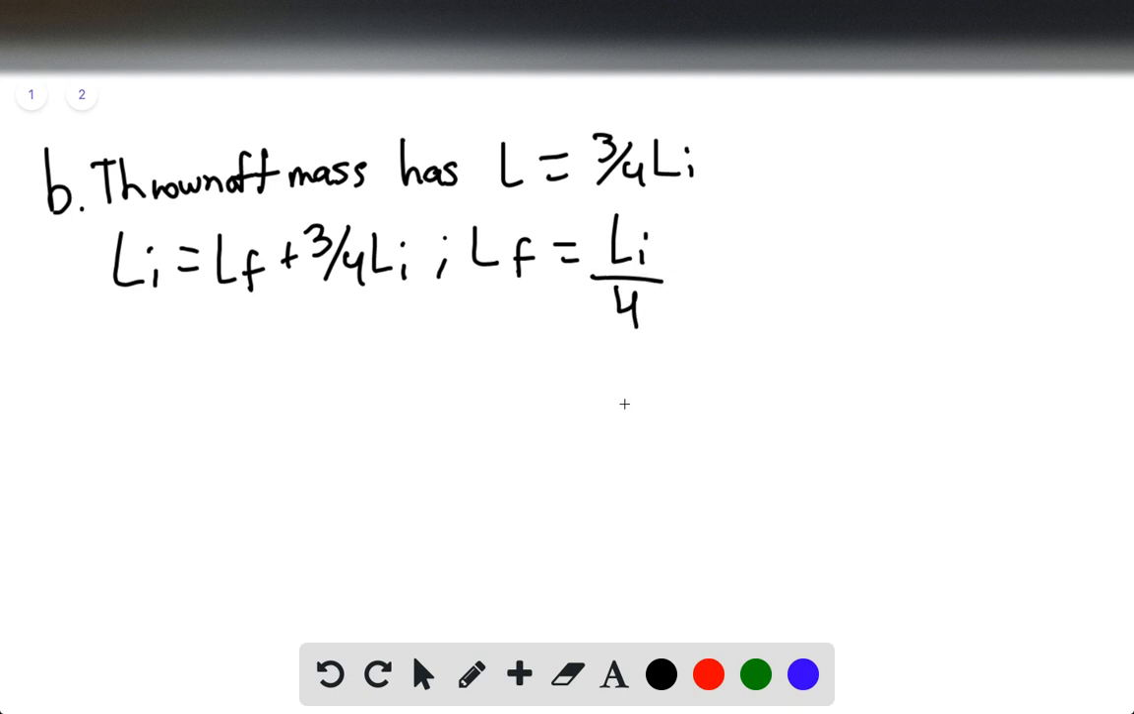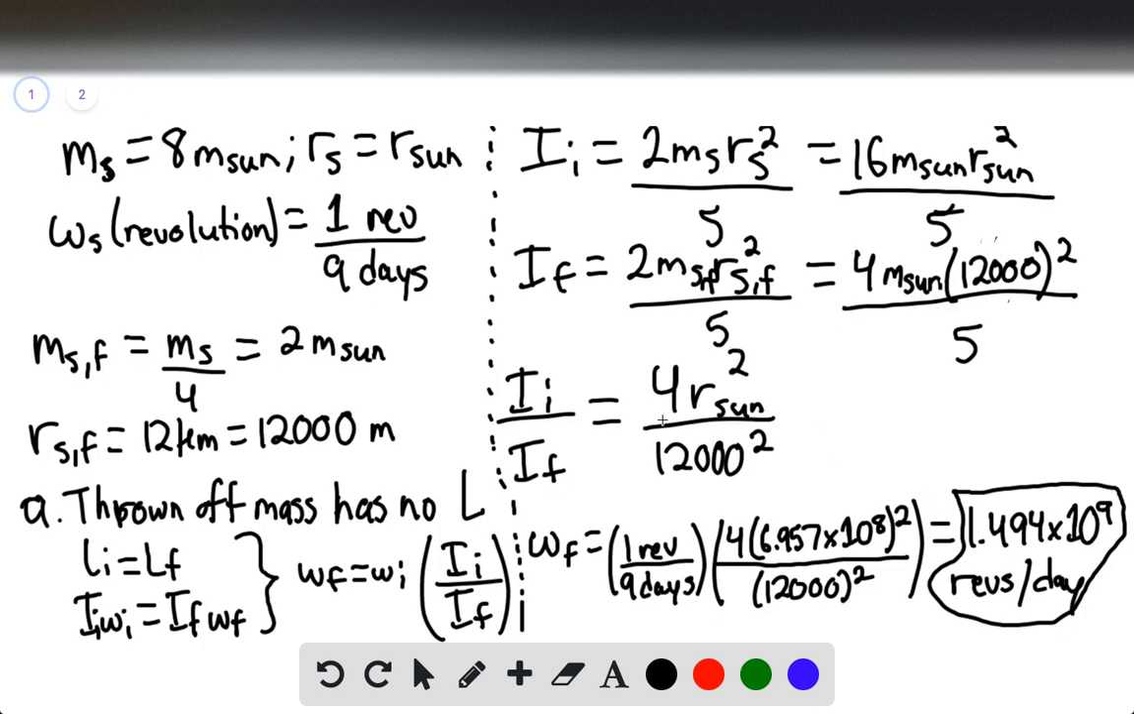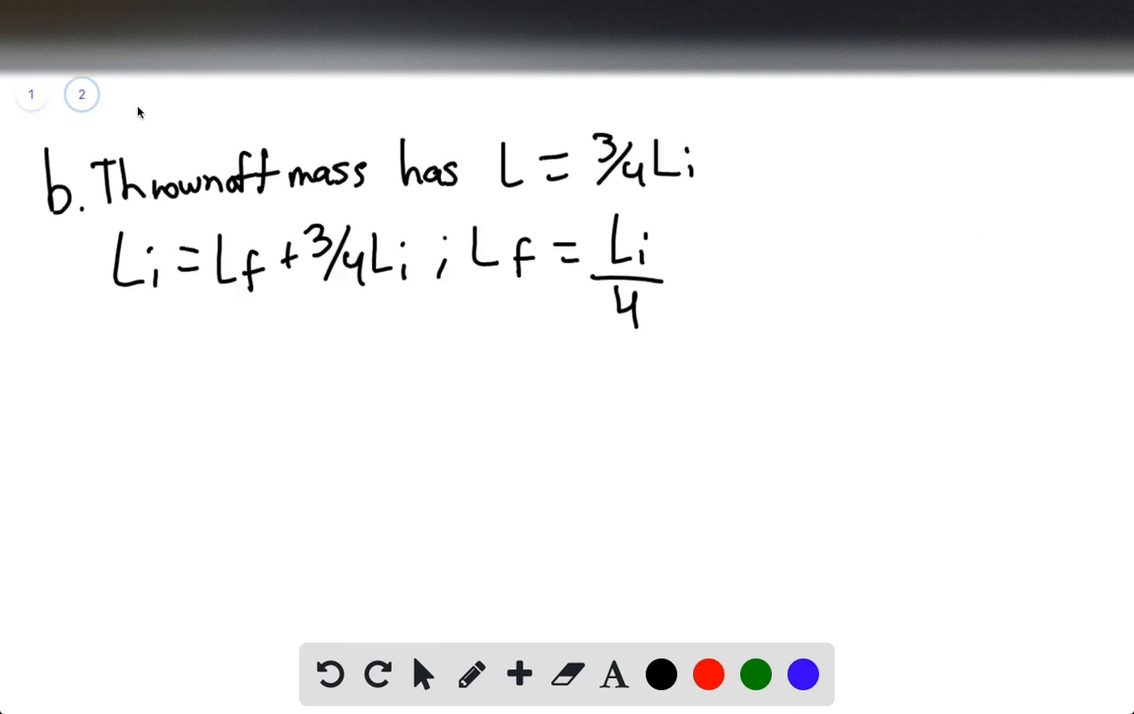Now, you could do this. But if you realize that omega final here equals omega initial times I initial over I final, and you're simply dividing this by 4, wouldn't you be able to just divide the entire thing by 4? Well, let's write it out to prove it though.